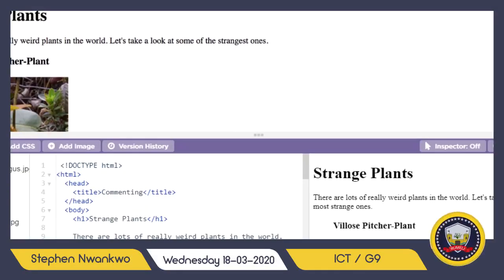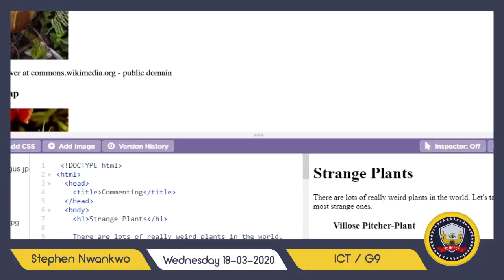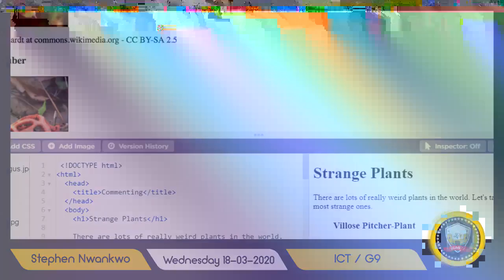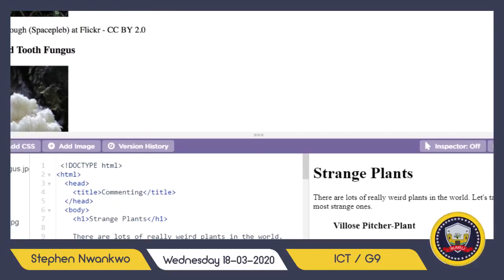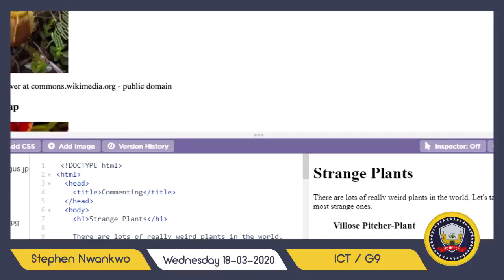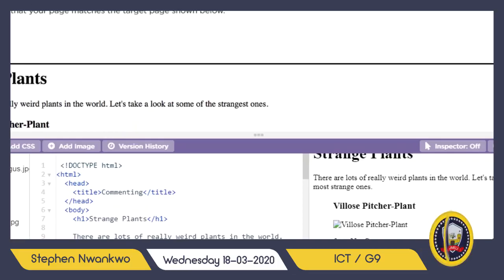Strange plants. So this is a web page of strange plants. And we have various types of strange plants arranged here. We have the Velospicia plant, the Venus flytrap, the Clathrus rubber, and the bearded tooth fungus, all properly arranged. So what you have to do here is to examine this web page. Then when you look at it, you will notice that it contains bugs.